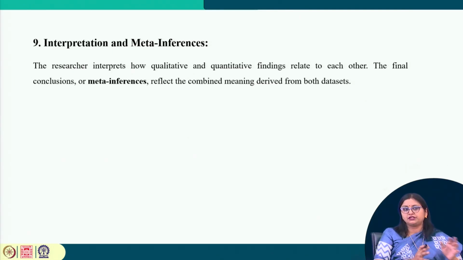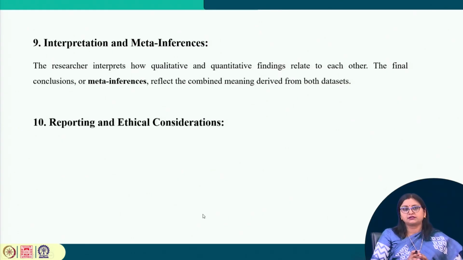Then the ninth step is interpretation and meta inferences. When you have integrated your data, then go for this step, and the researcher interprets how qualitative and quantitative findings relate to each other. The final conclusion or meta inference reflects the combined meaning derived from both the data sets.